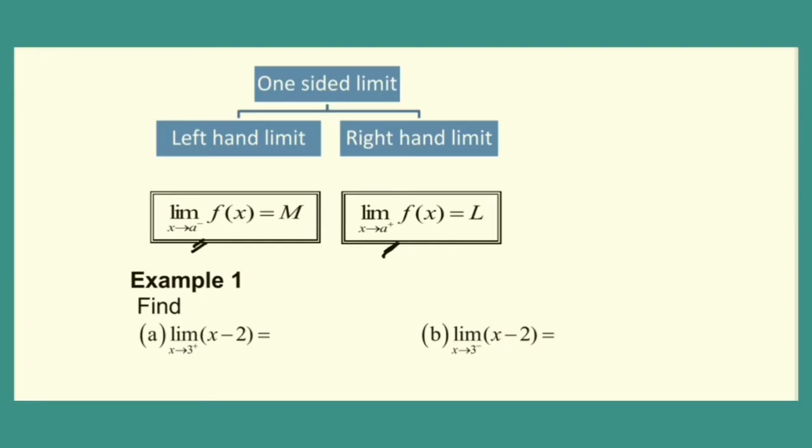For example 1, find limit x minus 2 as x approaches 3 from the right. Here is 3 minus 2 equal to 1. Okay, for limit x minus 2 as x approaches 3 from the left, here is 3 minus 2. This is equal to 1.